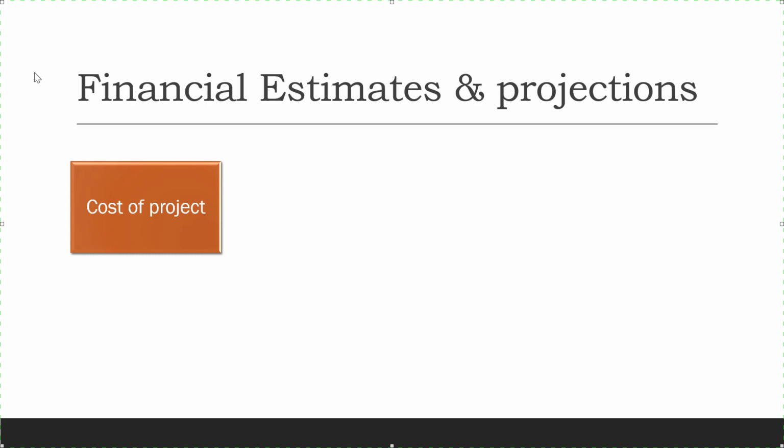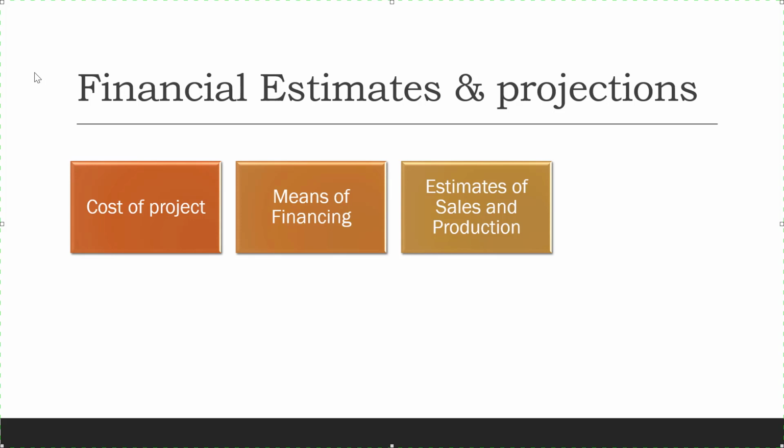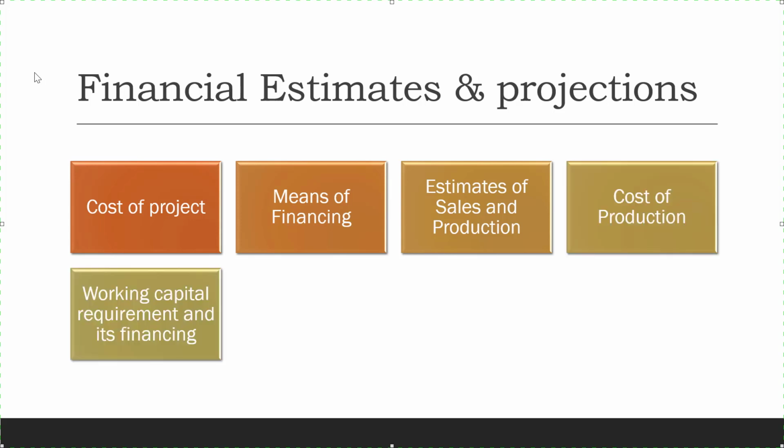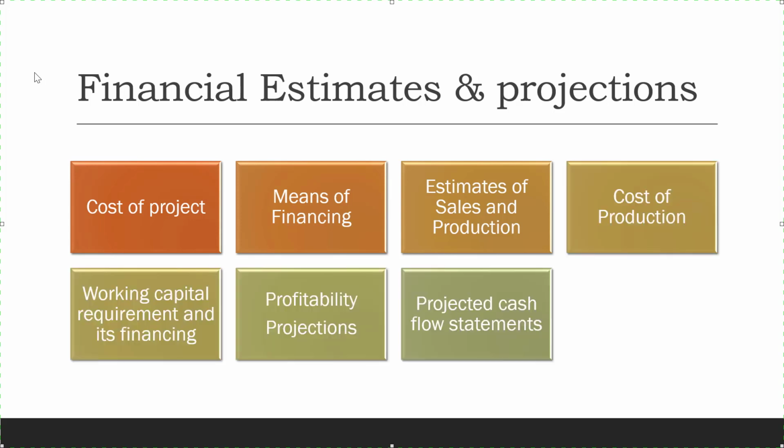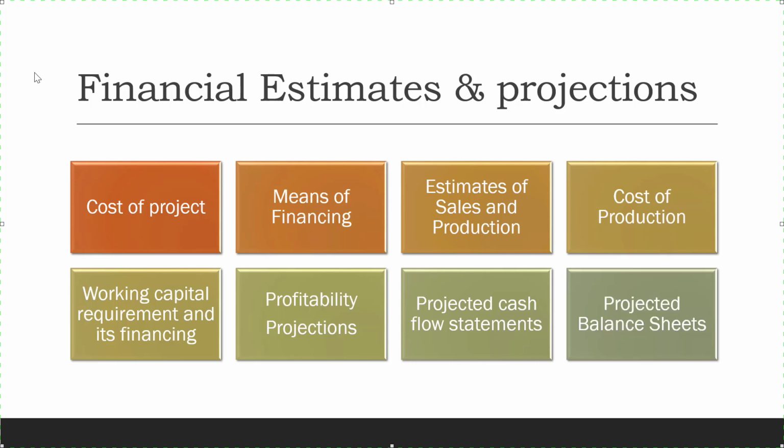Financial estimates and projections include cost of project, needs of financing, estimates of sales and production, cost of production, working capital requirement and its financing, profitability projection, projected cash flow statements, and projected balance sheets. So what you do basically, you first of all identify what is going to be your cost of project. If you're going to start a project, what will be the cost?